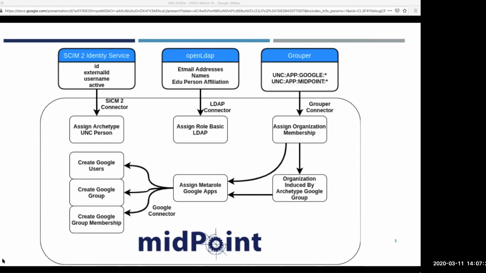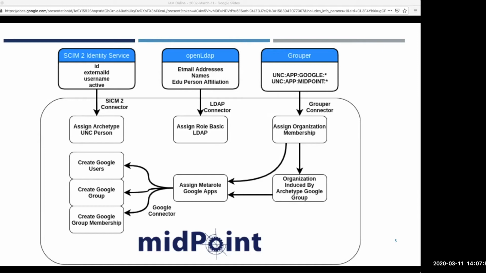And then the Grouper connector that was added just last year, thanks to InCommon and Evolveum. We want to use that to drive some of these app groups into Midpoint so that provisioning decisions can be made on them. What we do is we use Grouper to populate organization memberships. So we'll have an organizational hierarchy that kind of reflects what's in Grouper.